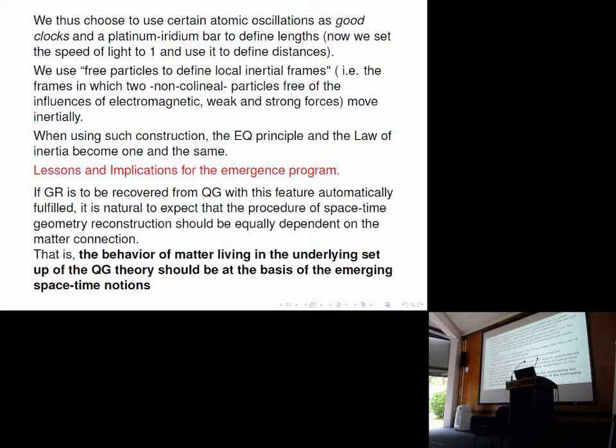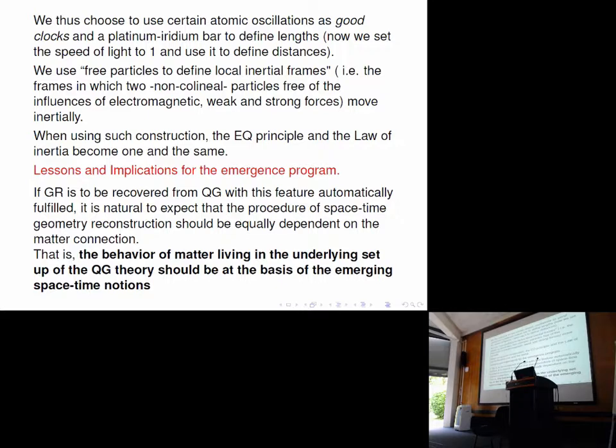With that kind of approach, the equivalence principle and the law of inertia are basically the same issue, and for us that is the important lesson of general relativity, the equating of these two notions. And of course, the question is, what kind of role should this equivalence principle and this identification play in the program leading to the emergence of our notions of space-time?